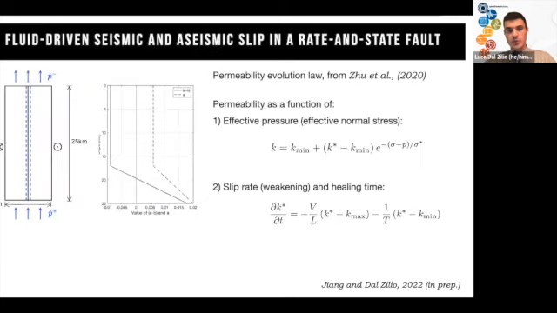We also try to perform a different type of simulations. This is another study where we account for a vertical antiplane motion. So simulating a vertical strike-slip fault.